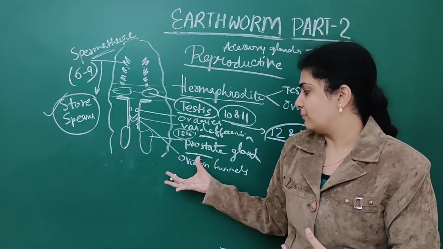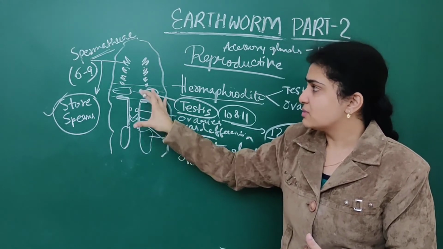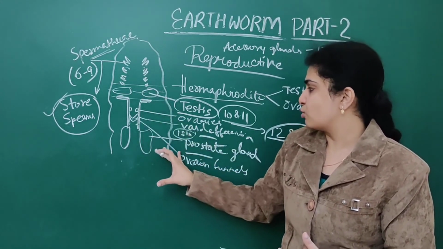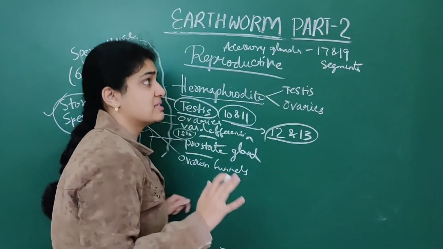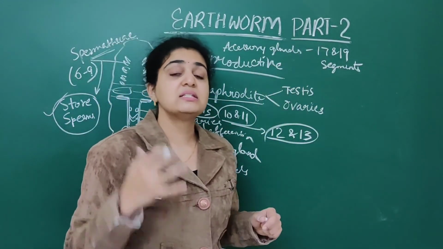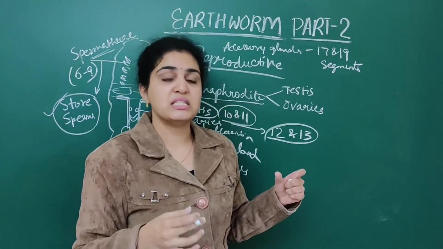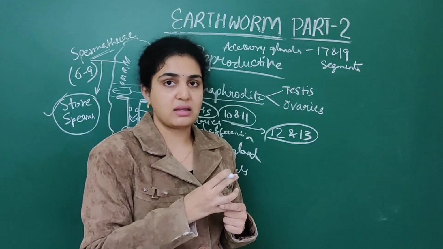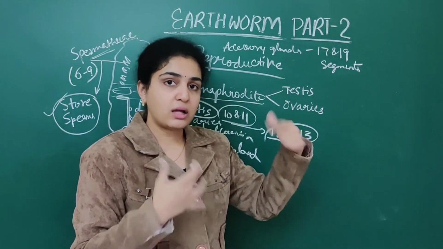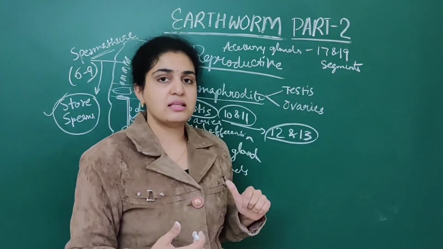This is about that. Next, spermatheca we have discussed, testes, ovaries, vasa differentia, ovarian funnels, accessory glands. The accessory glands are present in the 17th and 19th segments. That is, vasa differentia will extend up to the 18th segment. Above that and below that, accessory glands are present.